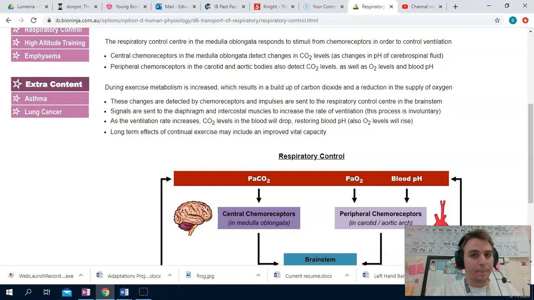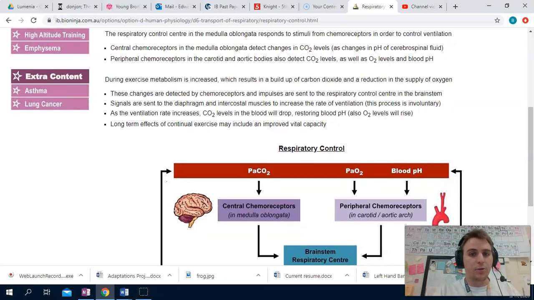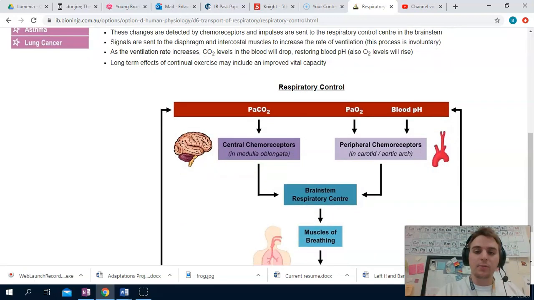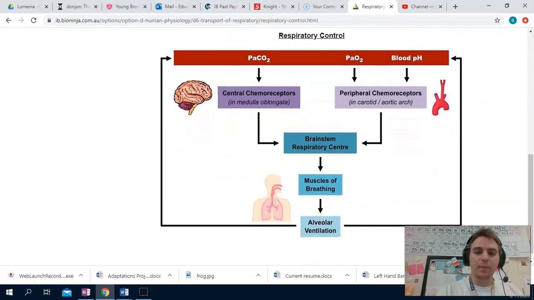Now, if you think about it, both of these things are going to be sending signals in response to increased CO2 levels or rather decreased levels of oxygen, which really just goes along with the idea that the brain is able to respond in two separate ways, both increasing heart rate and ventilation rate in response to CO2 levels being high. So as it says right there, during exercise, metabolism is increased and carbon dioxide builds up.